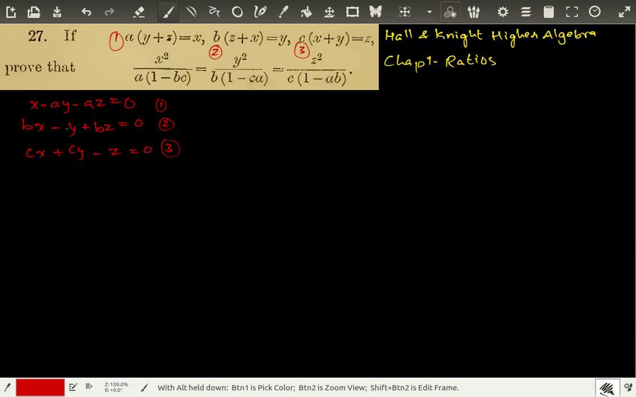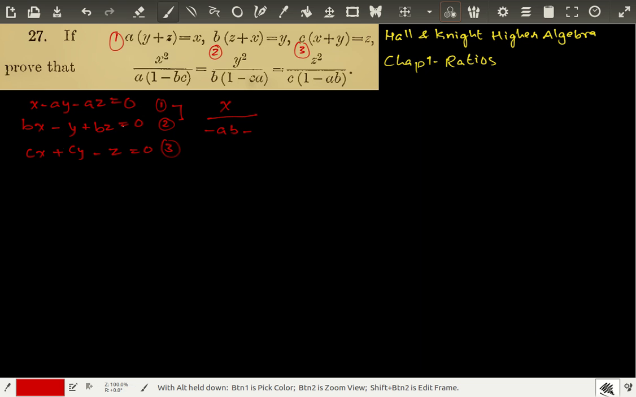So I have just rewritten these three equations so that we have zeros on the right hand side and we have coefficients of x, y and z on one side. So from equation number 1 and 2, by the rule of cross multiplication, what we get is x over minus a times b is minus ab.